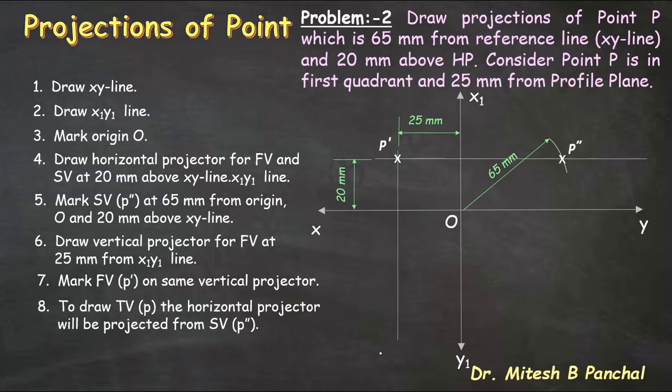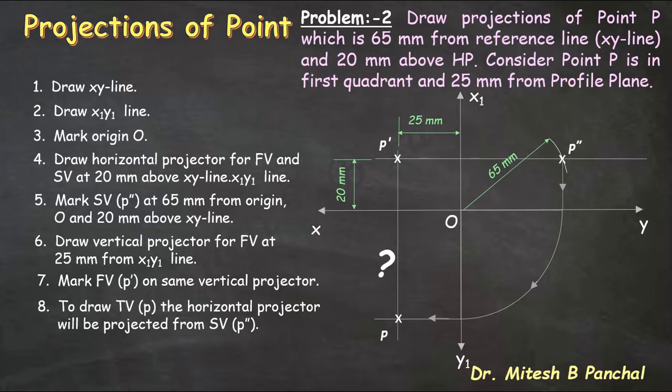So take the horizontal projector from the side view. Means first project the side view on the xy line, then transfer it on the x1 y1 line, and then draw the horizontal projector. So we can obtain the intersection point of this vertical projector and horizontal projector as the top view of point P. So here the unknown dimension is nothing but the distance of point P from VP.